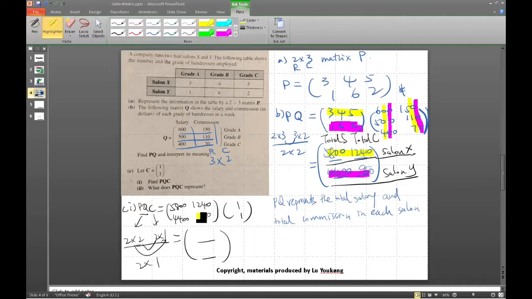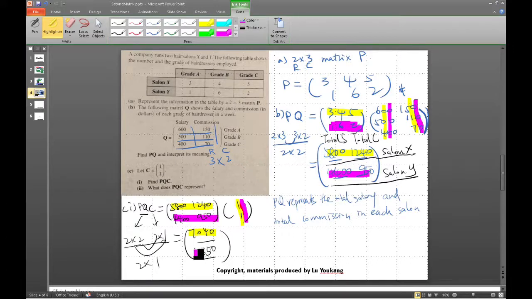After that, same thing. The first row of PQ will times the first column of C, and the second row of PQ will times the first column of C, and therefore you will get 7040 for the first term and then 5350 for the second term.